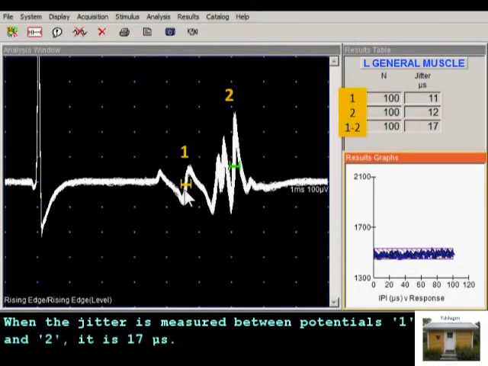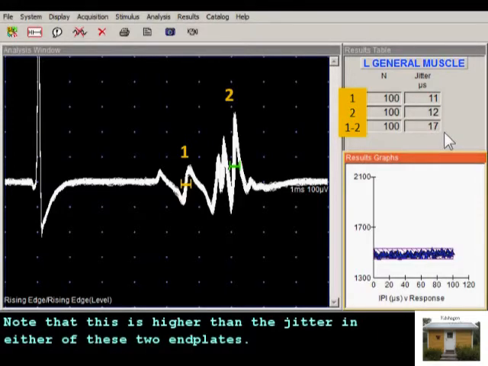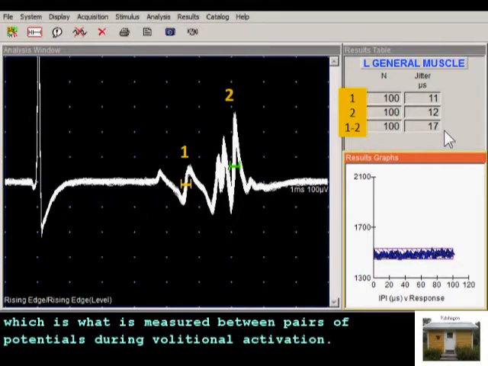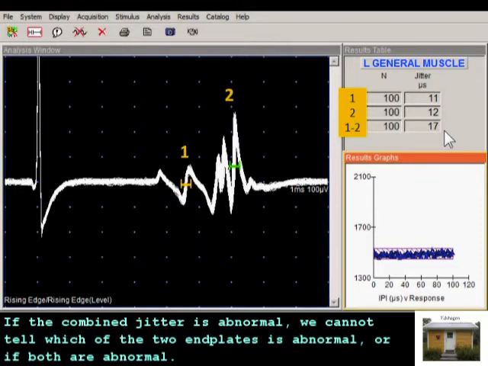When the jitter is measured between potentials 1 and 2, it is 17 microseconds. Note that this is higher than the jitter in either of these two end plates. This value reflects the combined jitter between the two action potentials, which is what is measured between pairs of potentials during volitional activation. If the combined jitter is abnormal, we cannot tell which of the two end plates is abnormal or if both are abnormal.